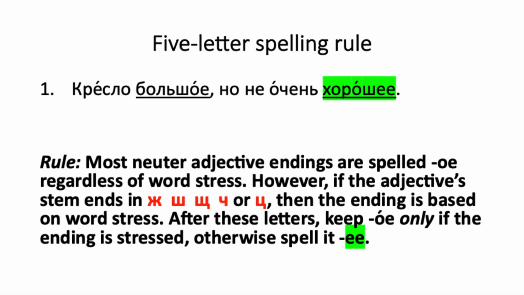As we can see, this rule applies only to neuter adjectives, and specifically those whose stem ends in one of the listed 5 consonants. An example on this slide includes the following phrase: Кресло большое, но не очень хорошее.